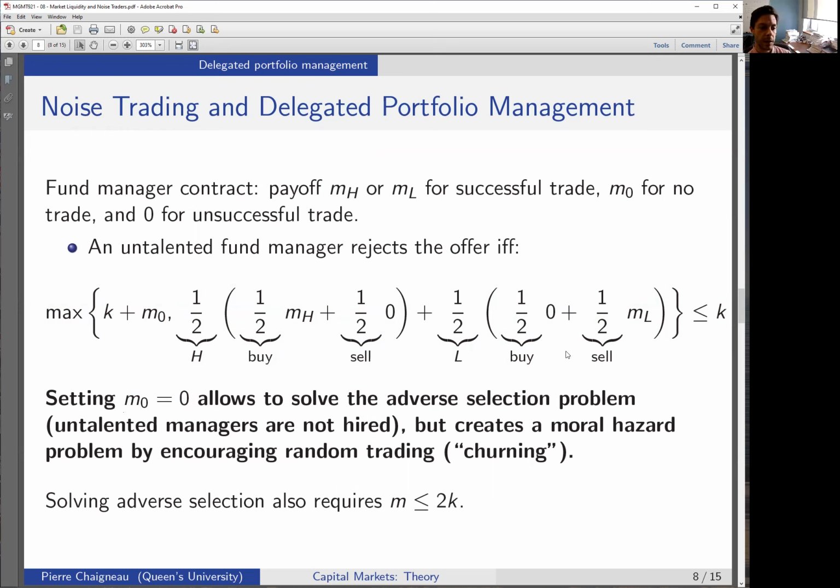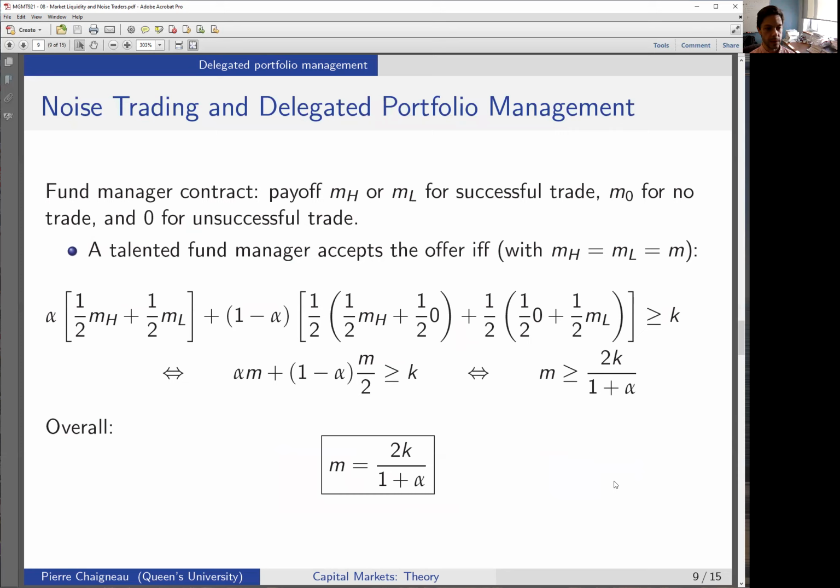If M0 were positive, meaning if you were rewarding the manager for not trading, you would for sure hire an untalented fund manager. Okay, so sometimes you need to punish some behavior, not because the behavior is bad, but because it could attract the wrong type of economic agents if you were to reward this behavior. So setting M0 equal to 0 allows us to solve the adverse selection problem. You will hire a talented fund manager, so someone who will possibly be informed. But it is creating a moral hazard problem. So we're going to understand why.